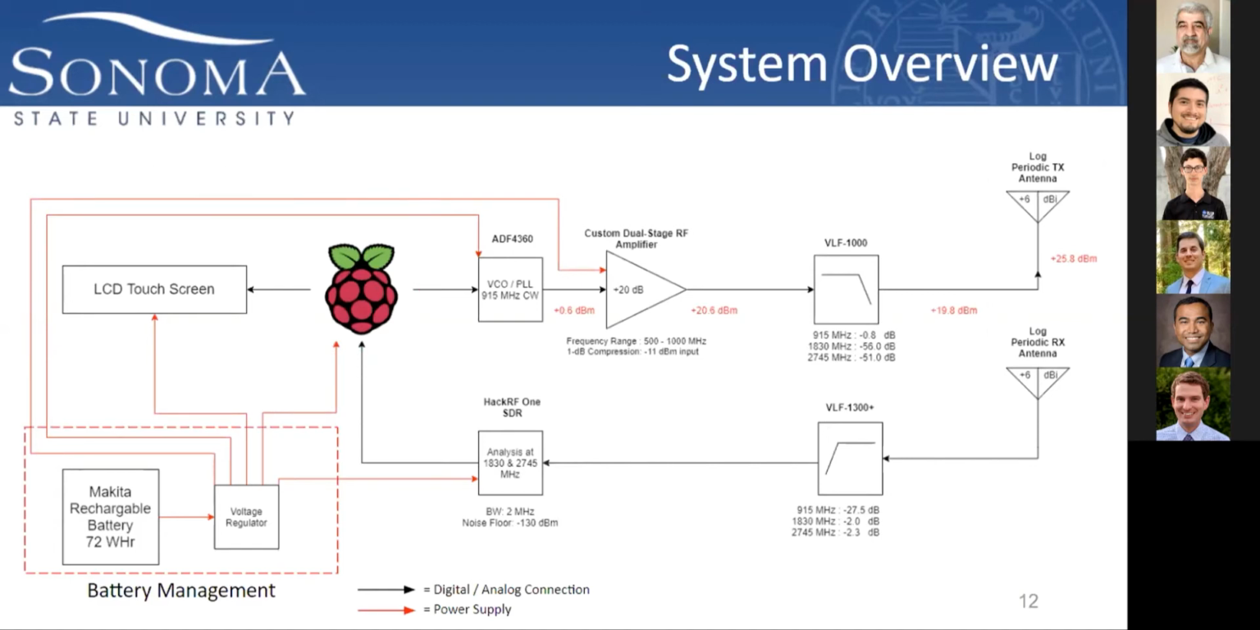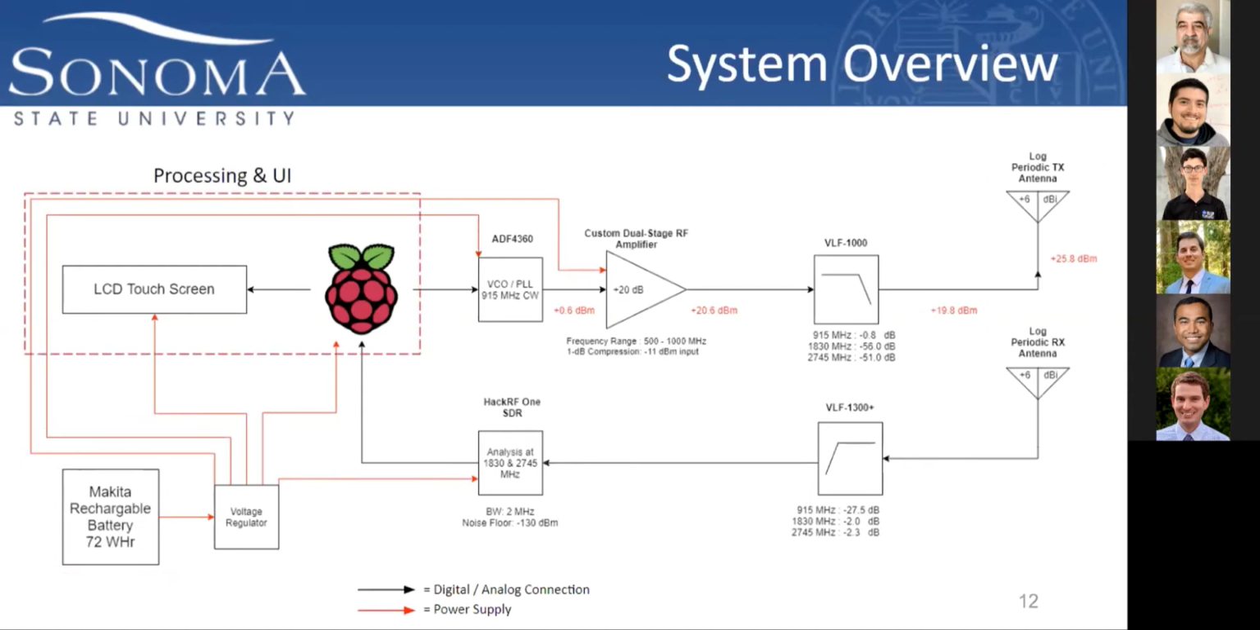The whole system is powered by a Makita rechargeable battery that allows for modularity so you can swap out batteries on the fly. One more slide. And then finally, our whole system is processed and controlled by a Raspberry Pi, and an LCD touchscreen will allow the user to view the data and give input.